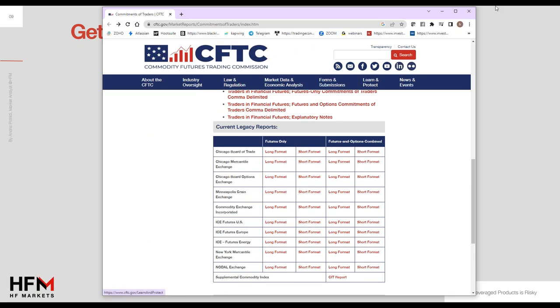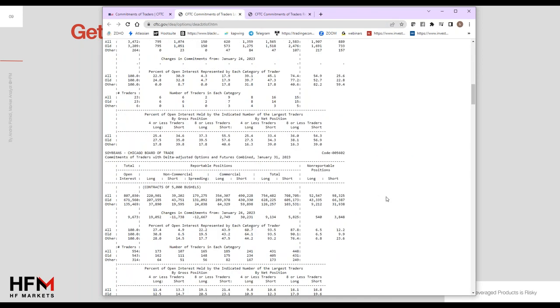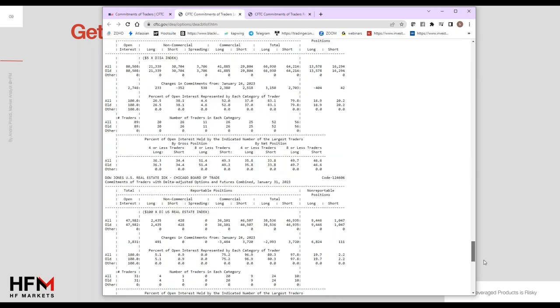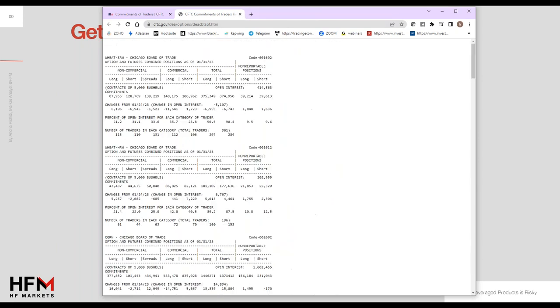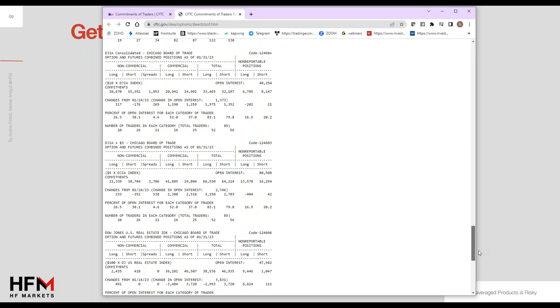This is what I would like to do. So there's a combined position over here in options and futures. So let's see the Dow Jones over here. Yeah, you cannot see the old and the new here, so you cannot see whether there was an increase or decrease. There is a change from a week ago. You can see the change from a week ago.